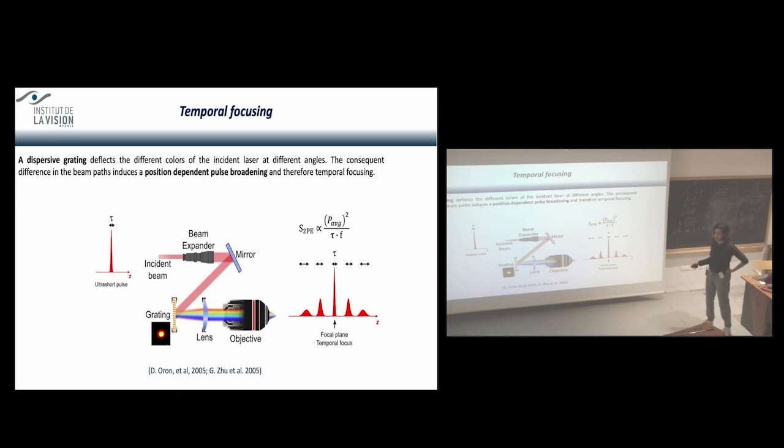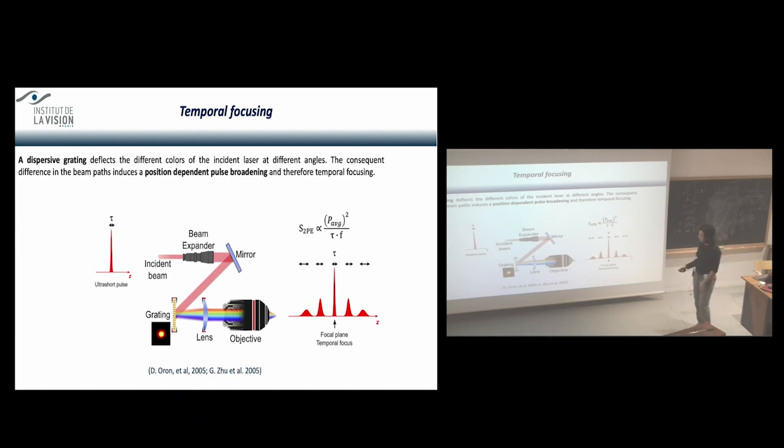So the idea of temporal focusing was the following. We use a dispersive grating. As you well know, in a pulsed laser, you have a certain bandwidth, so you have a few colors. And now if you send your beam through a grating, the different colors will be diffracted through slightly different angles. And so this will introduce a difference in the optical path of the different colors, which is more important the more you move away from the grating. And as you probably know, the more you introduce a difference in the optical path, the broader will become the pulse, okay?